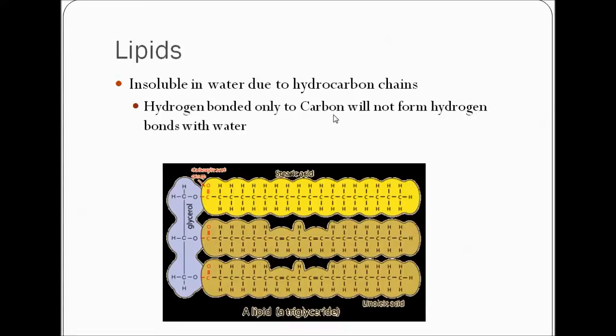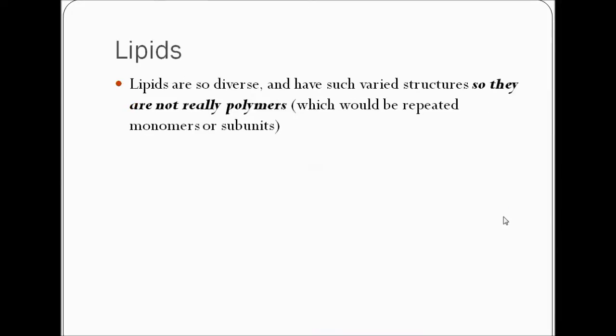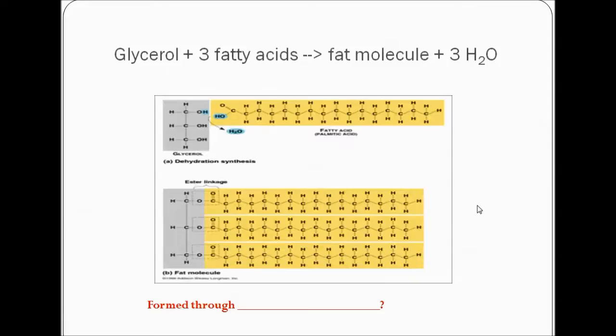So hydrogens bonded only to carbon will not form hydrogen bonds. So you see that they have these long chains of carbon and hydrogen hooked onto a glycerol. So they're diverse, like I said, so they're not really polymers. Trick question, huh? All right, so we have the glycerol, and 3 fatty acids are hooked up in, oh, look, dehydration.